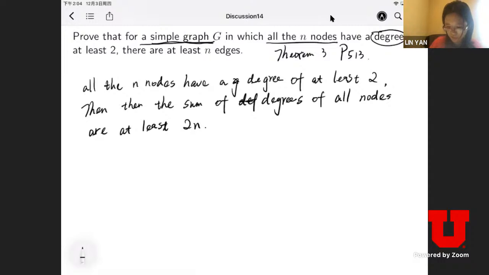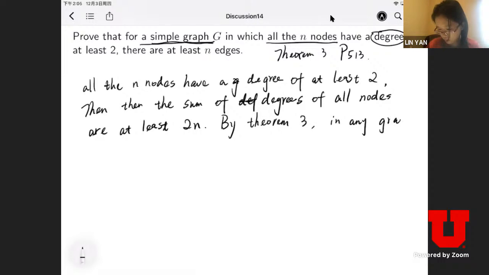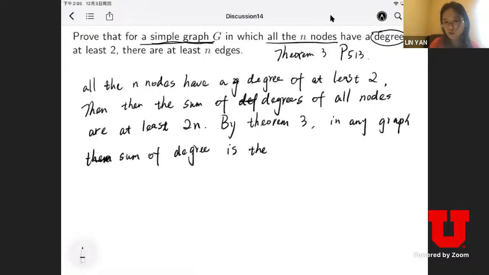Okay, then by theorem 3, in any graph, the sum of the degrees is equal to twice the number of edges. This is what theorem 3 says.